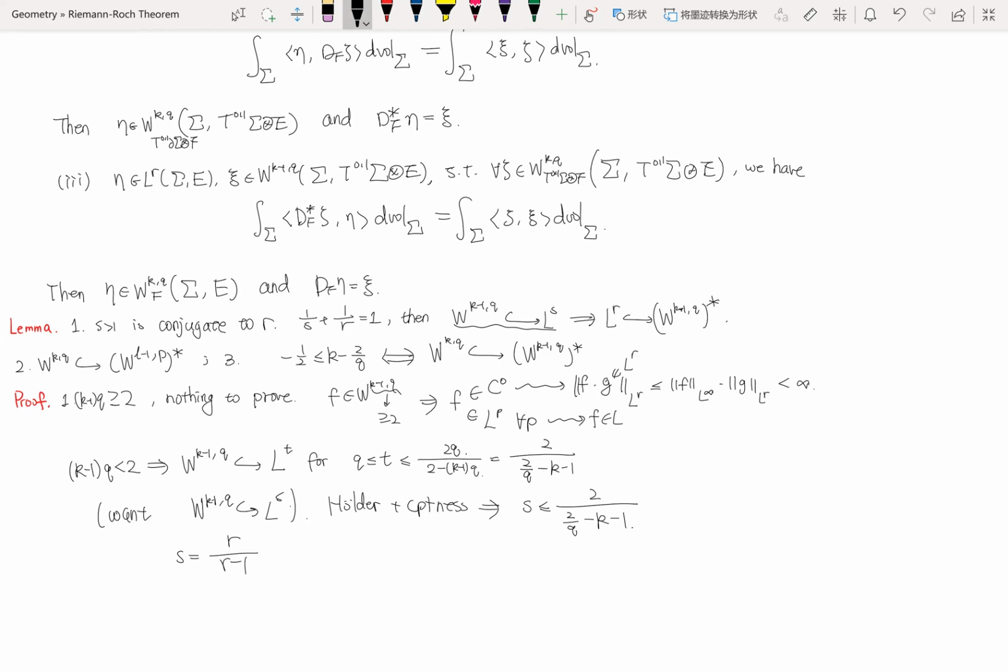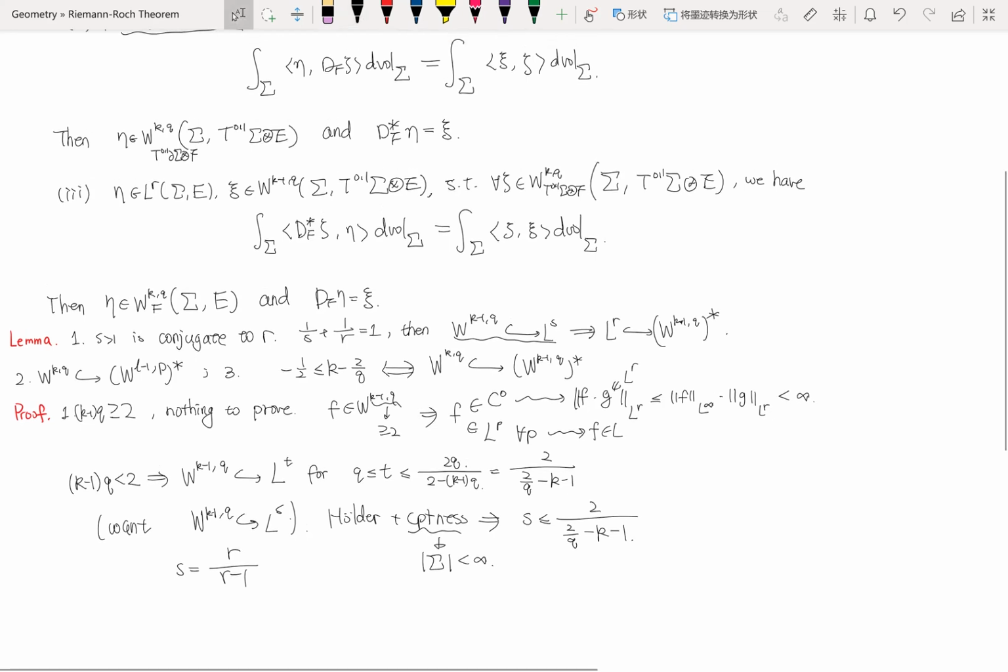Then we will have a given embedding because of the compactness. The measure of the whole Riemann surface is finite, so we just apply the Holder inequality. In order to see this, this is equivalent to saying that R minus 1 over R minus 1 is bounded by 2 over 2 over Q minus K minus 1. When we do some calculation, it is bounded by 2R minus 2.